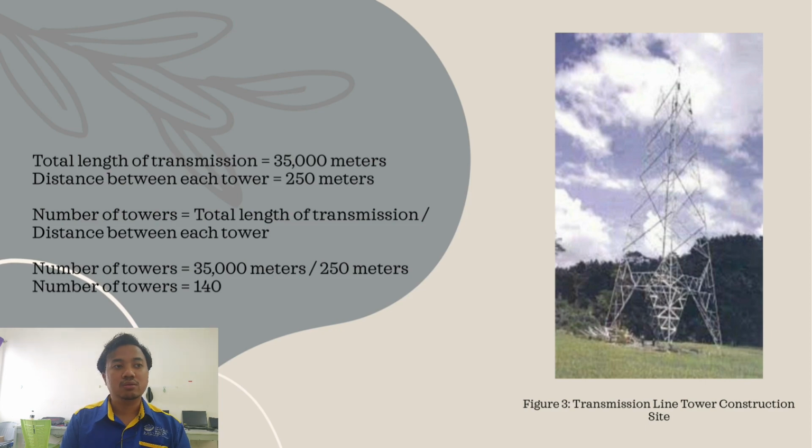So to determine the number of towers needed for the transmission line, divide the total length of transmission by the distance between each tower. So the calculation for number of towers is 35,000 meters divided by 250 meters, which equals 140 towers of transmission line. So based on the given parameters, it is determined that a total of 140 towers are required for the transmission line. This calculation allows for proper spacing between each tower, ensuring efficient transmission and distribution of power.